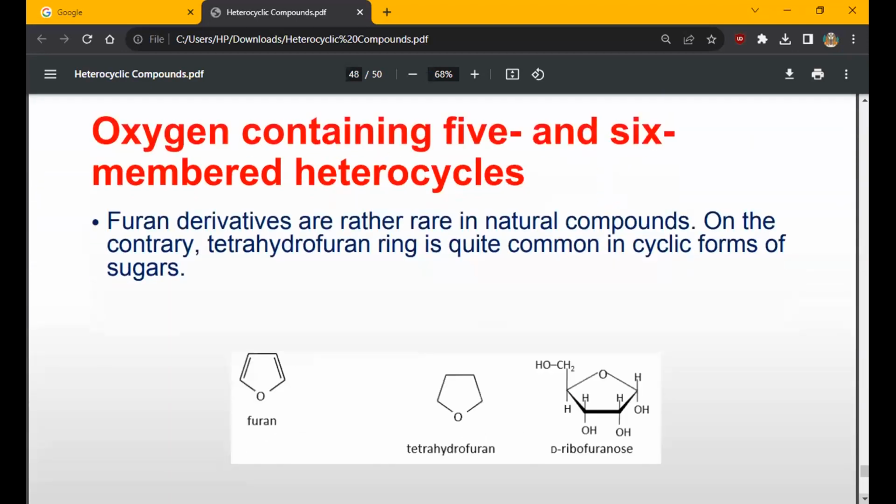Then oxygen-containing 5- and 6-membered rings mostly are very rare, contrary to the tetrahydrofuran. Very rare to find furan, but easy to find tetrahydrofuran. This is tetrahydrofuran. This is furan. So we find tetrahydrofuran in sugars like this D-ribofuranose. I know you're very familiar with this from biochemistry.